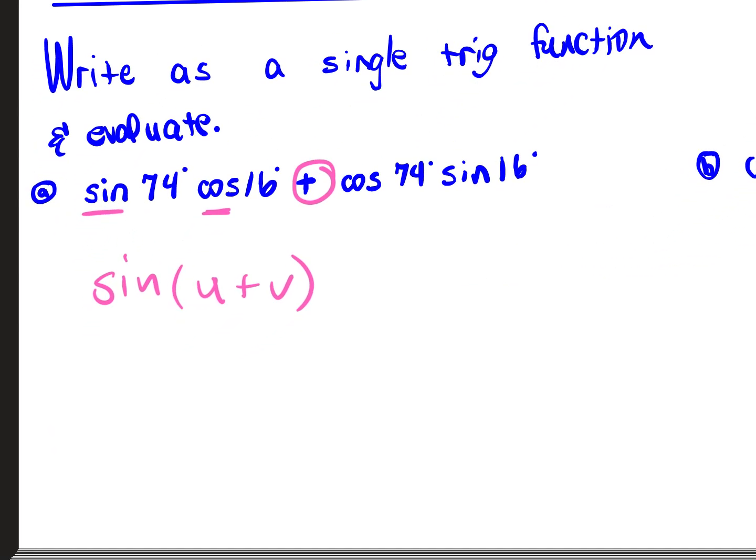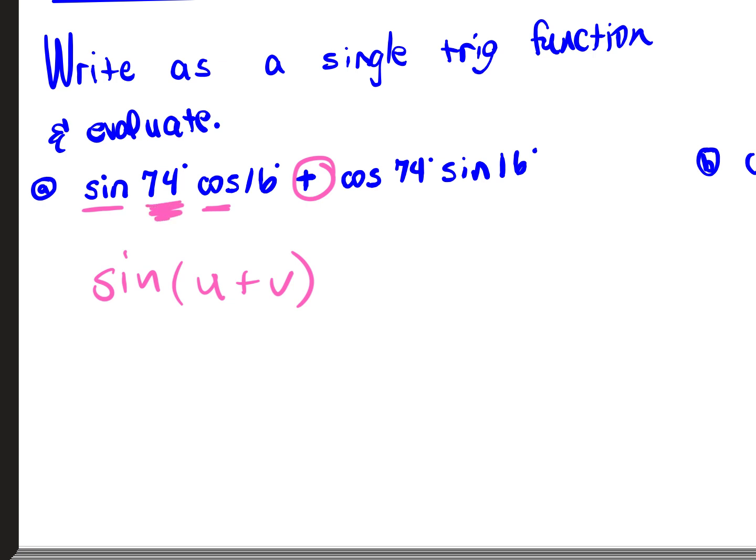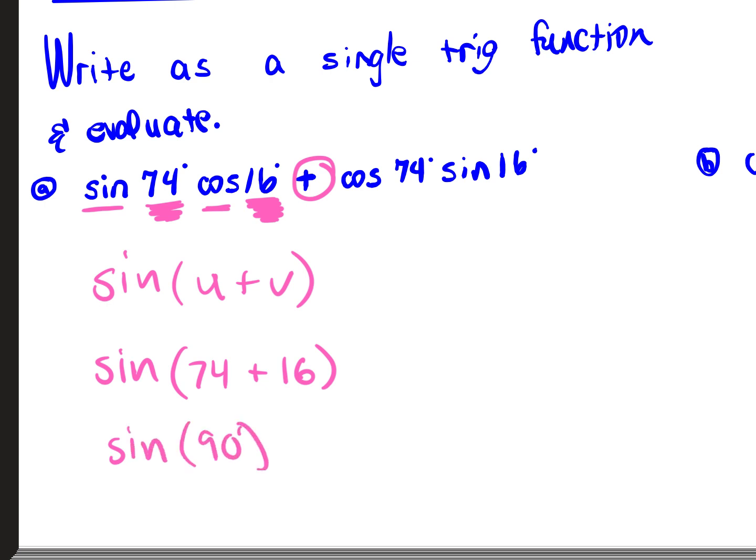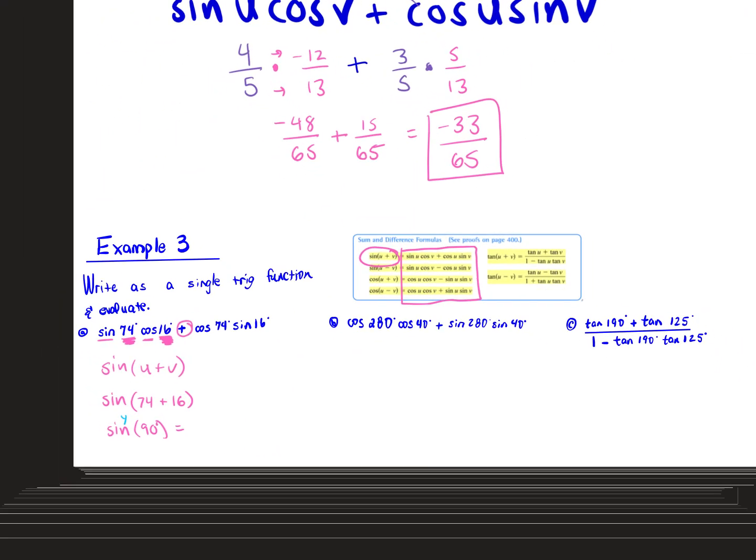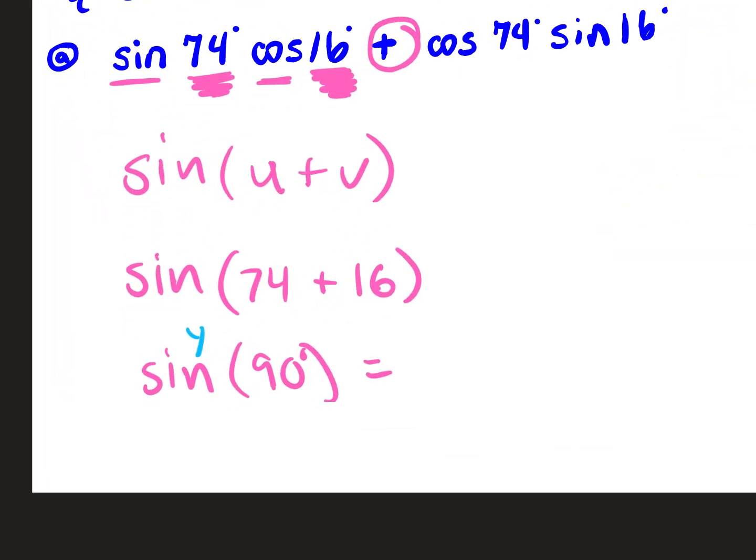What do you think my u is? 74. And what do you think my v is? 16. So it'll be sine of 74 plus 16. What's 74 plus 16? So we're looking for the sine of 90 degrees. Sine tells us we look at what values? The y values. So if we go back to our unit circle, is it here? No, on the first page. What's our y value at 90 degrees? 1. So this would be our answer.